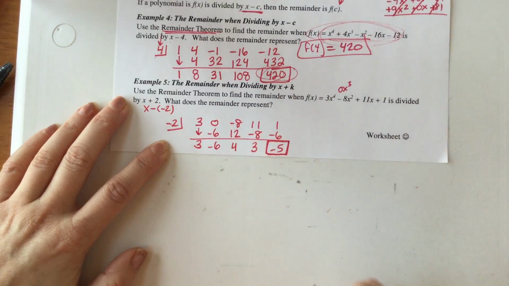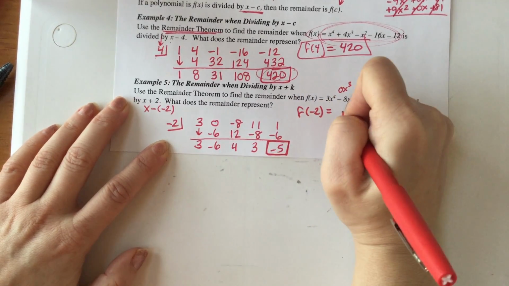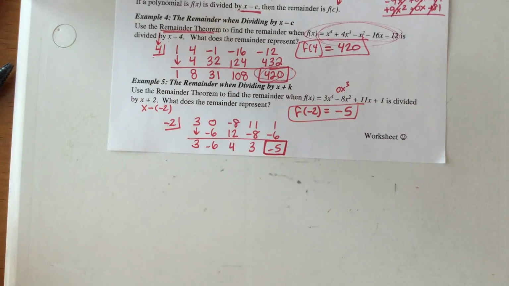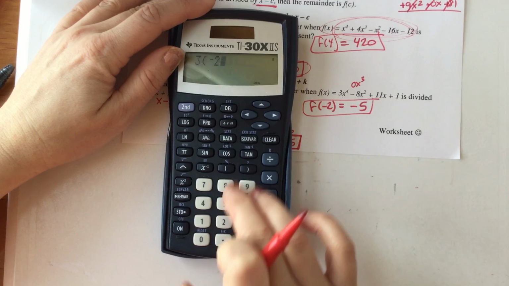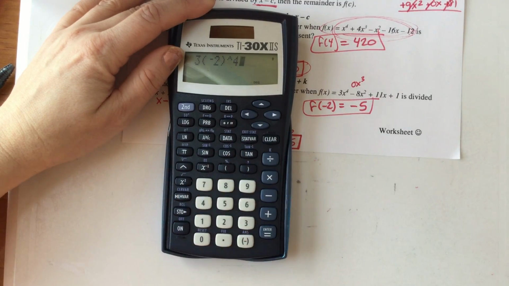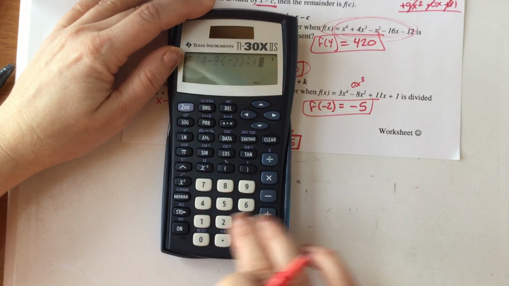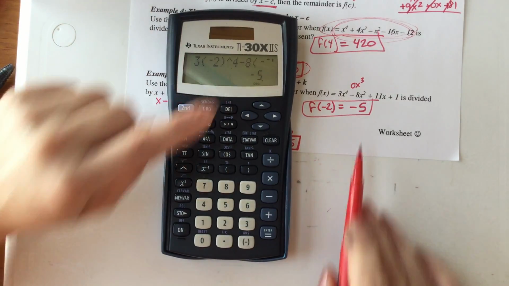Here is the remainder. What this means is if I have f of negative 2, it should equal negative 5. So if I go ahead and fill this in, 3 times, put a negative 2 to the power of 4, minus 8, put in a negative 2 squared, plus 11, put in a negative 2, plus 1, you should get a negative 5.